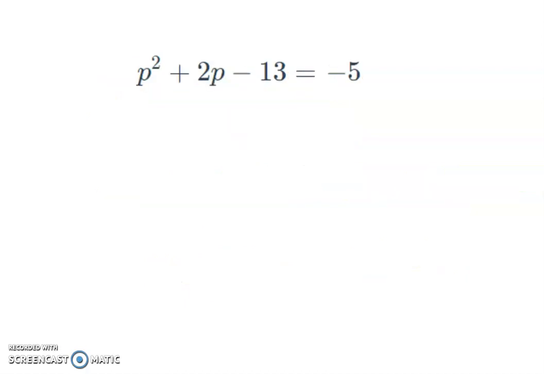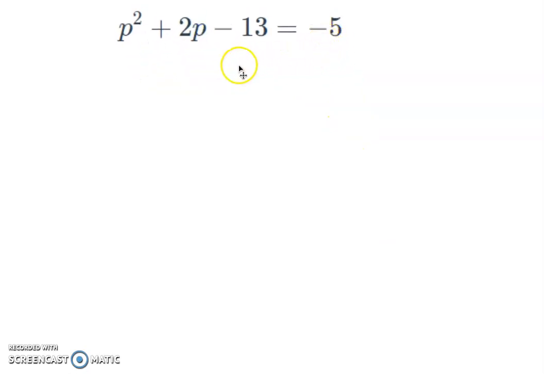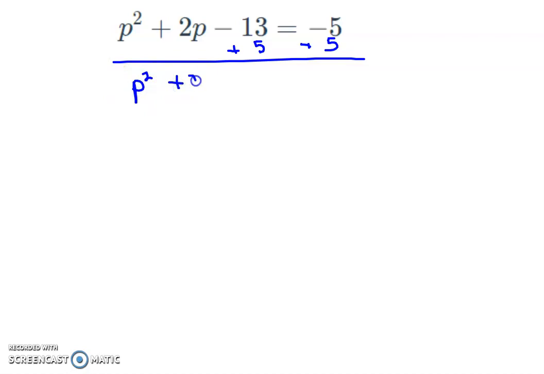You want to be careful, though, because sometimes they don't work out quite as nicely. This one, I'm going to start by adding 5 to each side so that I get 0 over here. So plus 5, p squared plus 2p, negative 13 plus 5 is negative 8 equals 0. So now I'm going to put all these numbers into the formula. I'm just going to do it straight away.